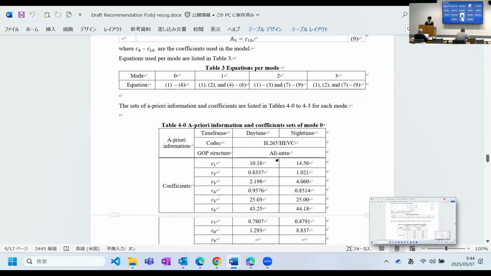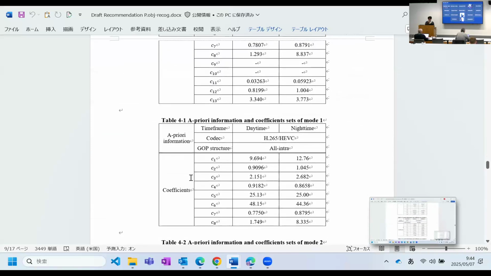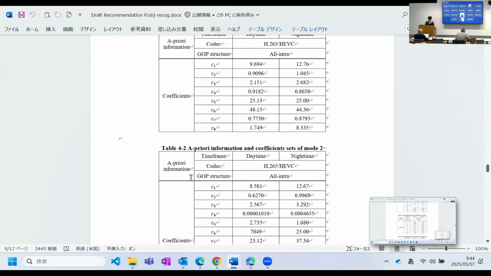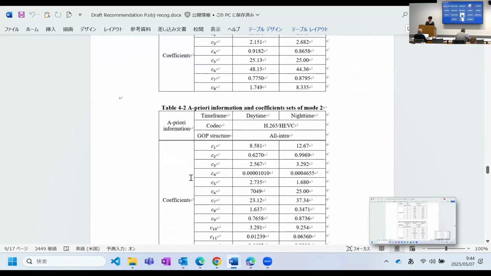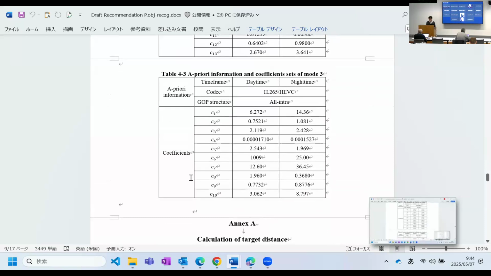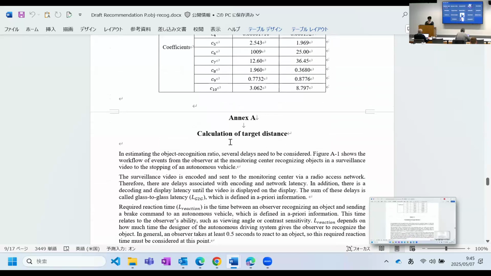Table 4.0 shows the mode 0 coefficients for daytime and nighttime. Table 4.1 shows the coefficients of mode 1, table 4.2 shows the a priori information and coefficient sets of mode 2, and table 4.3 has the coefficient set of mode 3. This recommendation has one annex and two appendices. Annex A is the calculation of target distance.